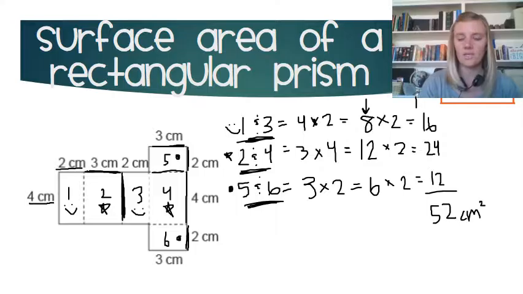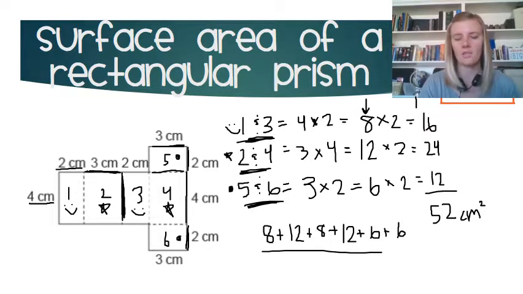Now, I could do this another way. If this multiplying by 2 confused you, you could just write down the area of each face. So face 1 was 8. Face 2 was 12. Face 3 was 8. Face 4 was 12. Face 5 was 6. And face 6 was 6. And then you could add those all together and you will still get the same answer of 52 centimeters squared.